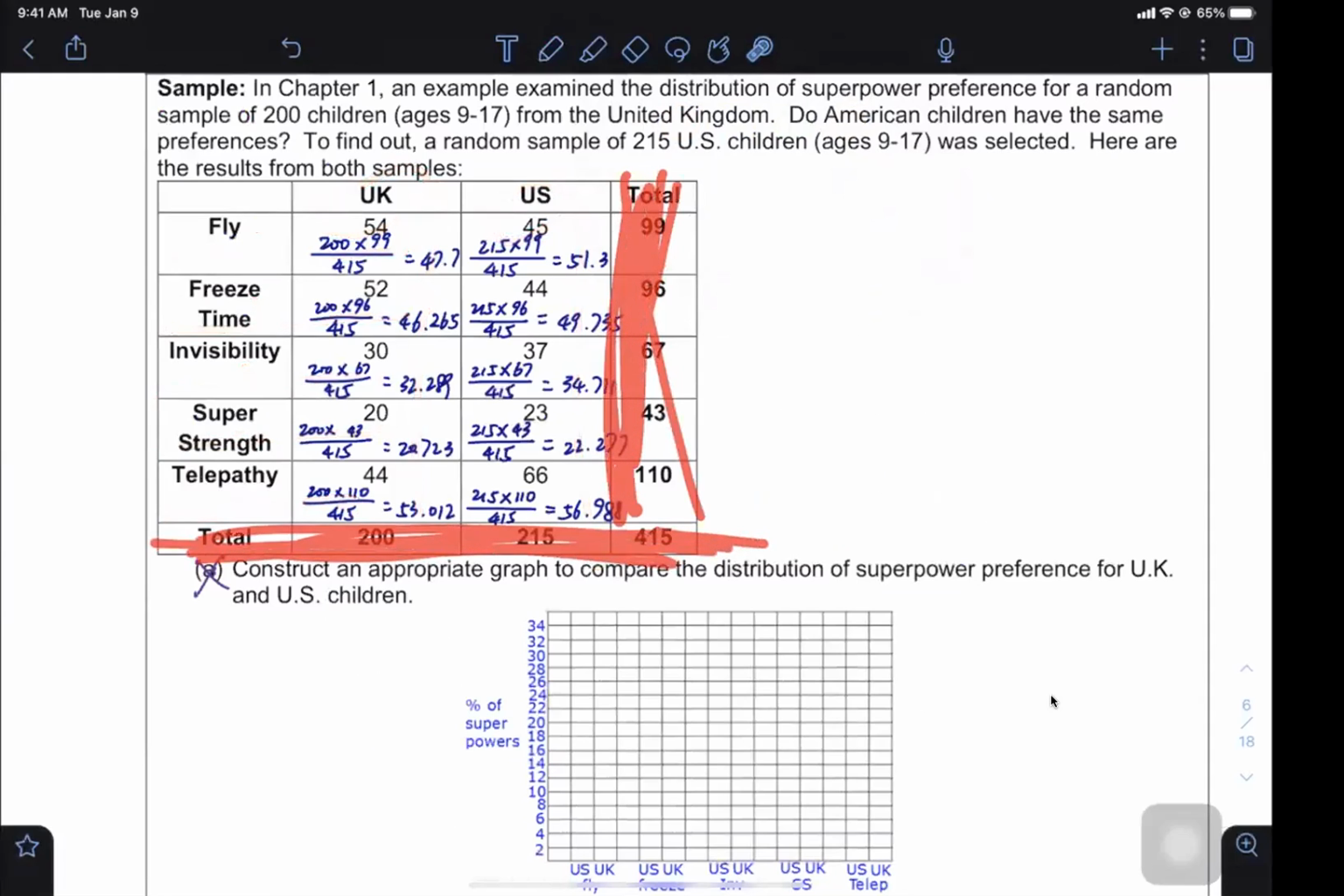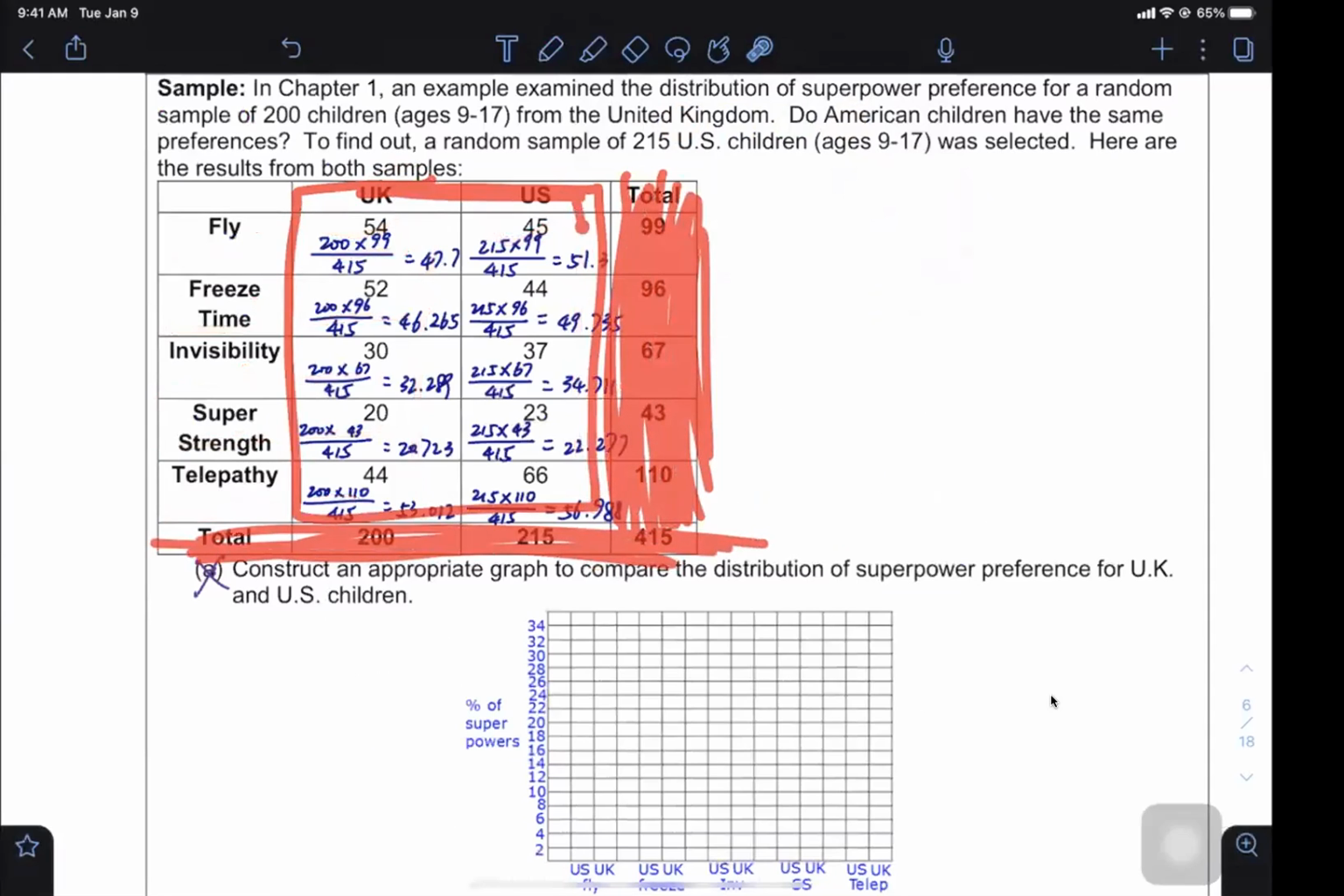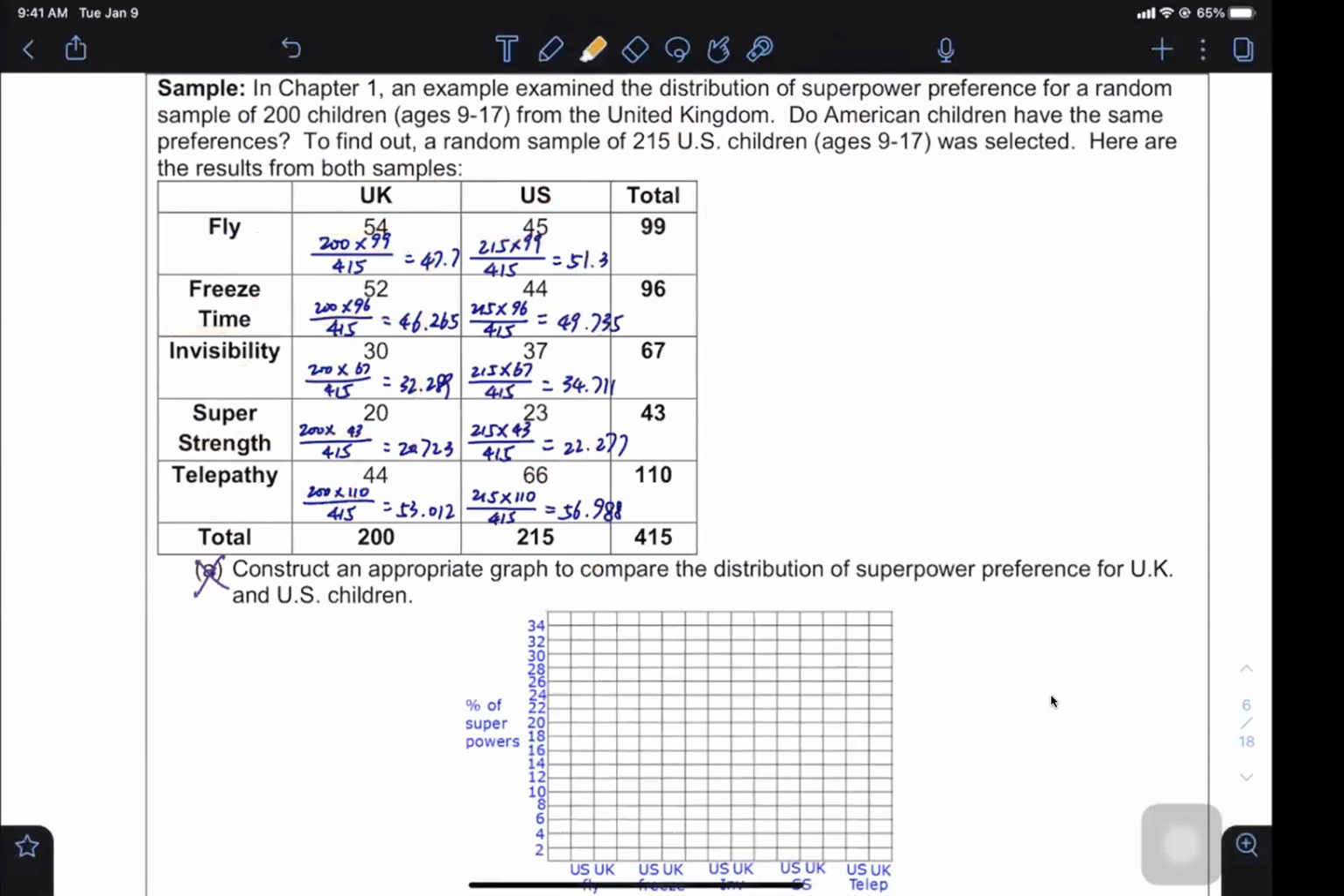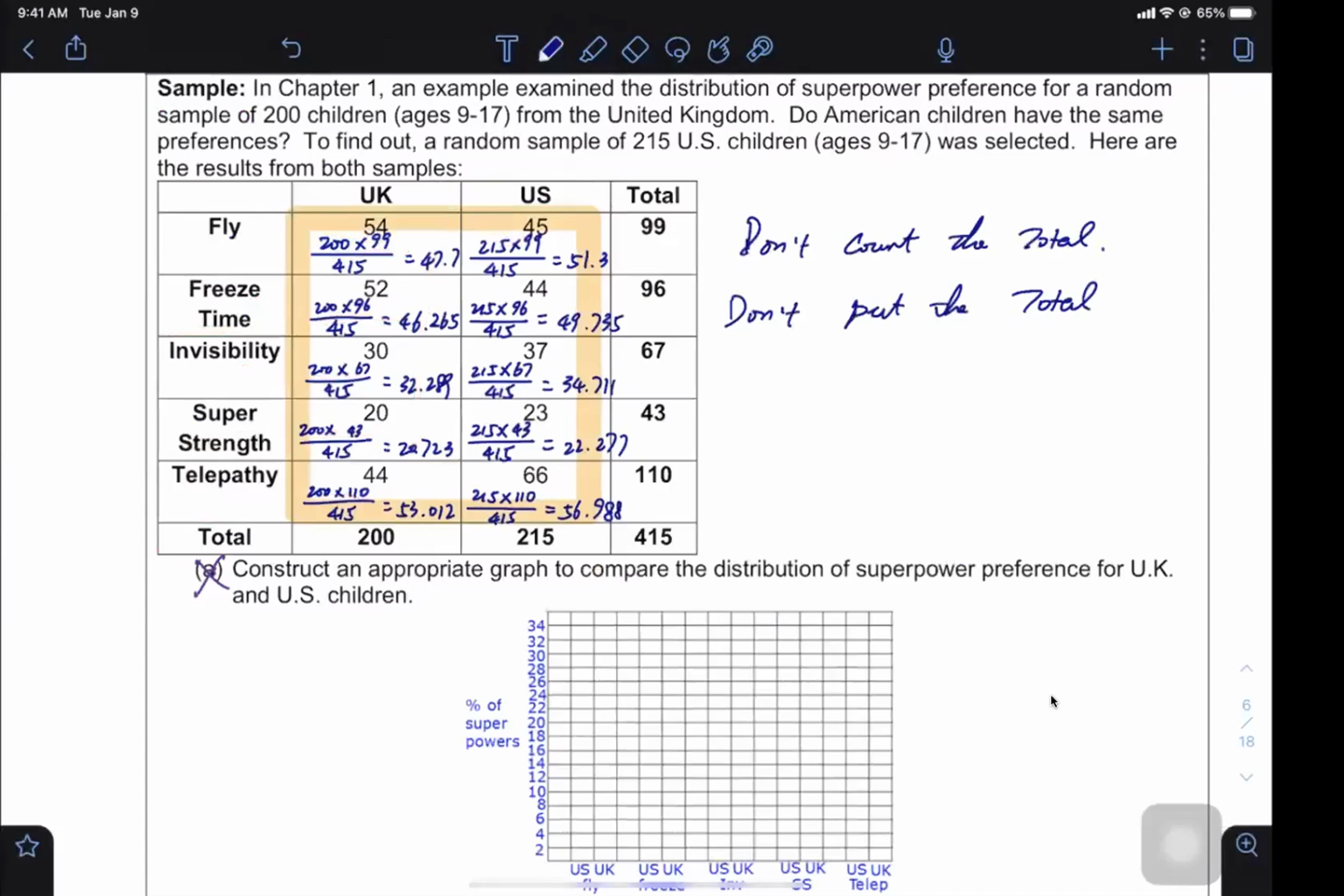And also when you plug into the calculator, don't count the total. You only care about what happens in the matrix. This is where you need to plug it into your calculator. The total is only for you to calculate the expected counts. So don't count the total, and also don't put the total into your matrix in the calculator. So this is what you need to put into your calculator.